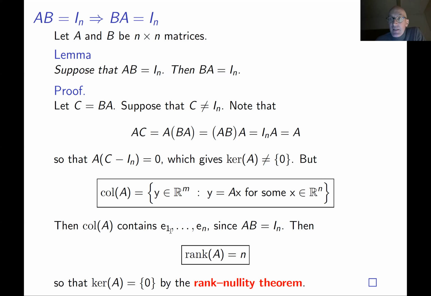This is a contradiction. This contradiction implies that AB equals identity implies BA equals identity, which is very handy. It means that in the definition of invertible matrices, you only have to check one equality instead of two.